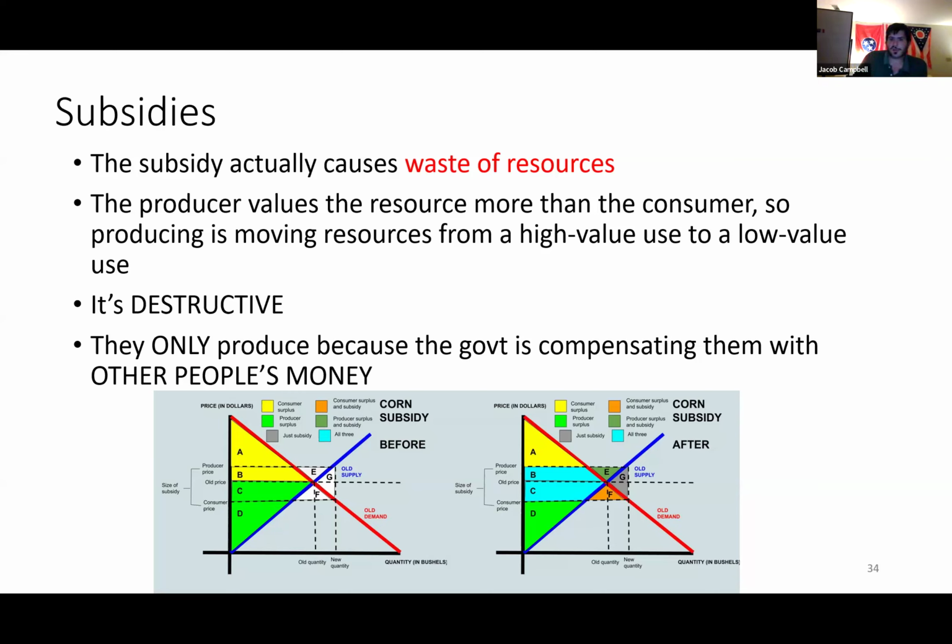Because the resources at that level are better off staying in the hands of the producer, being used for some other purpose. The subsidy is destructive, and it's only possible to goose that quantity to a higher level because the government is compensating them for the destruction with other people's money.